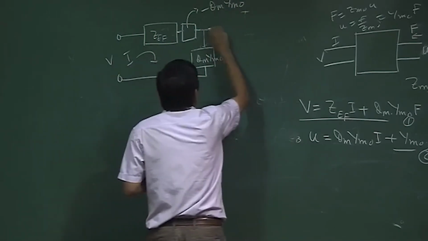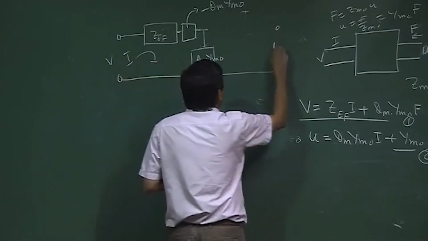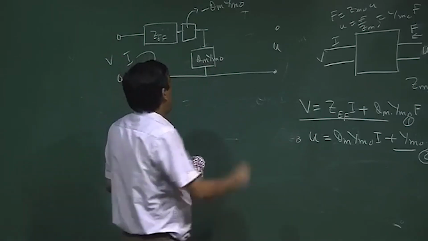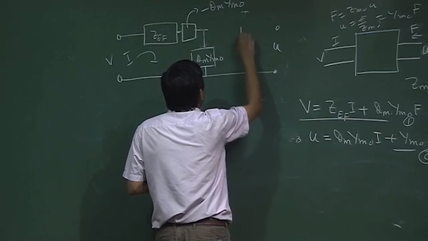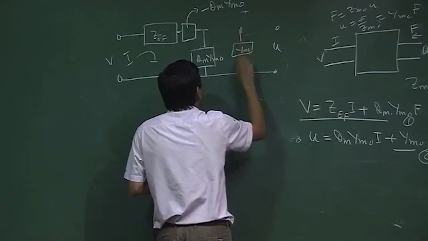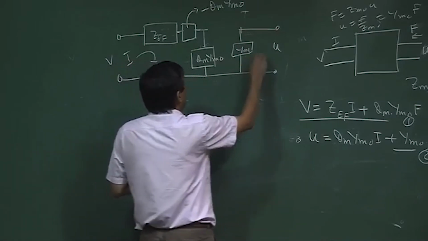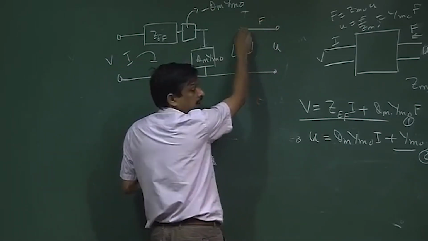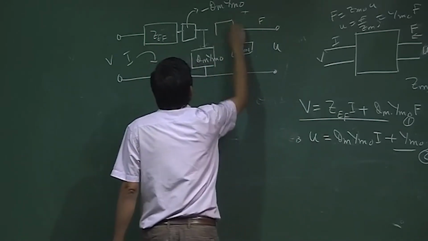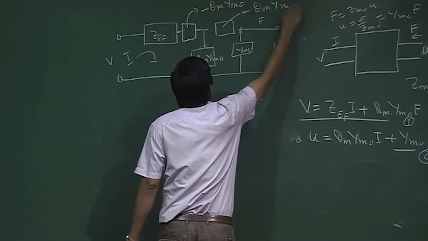Now, on this side I have a mechanical U, and the admittance is YMO. I connect YMO this way, so YMO F, and then I have to connect another load, which is nothing but minus phi m YMO.